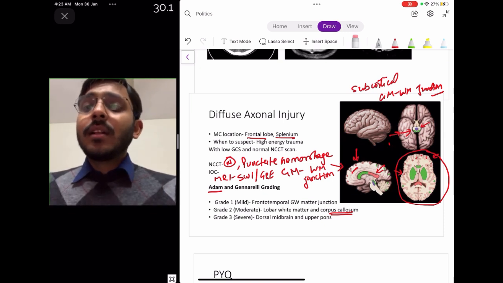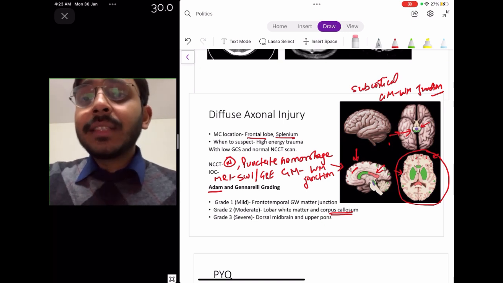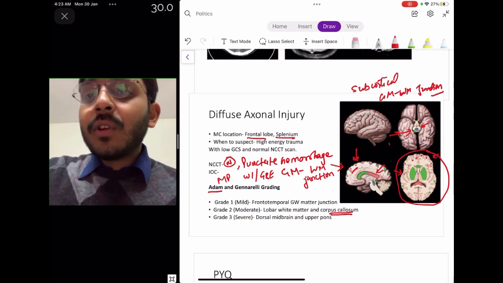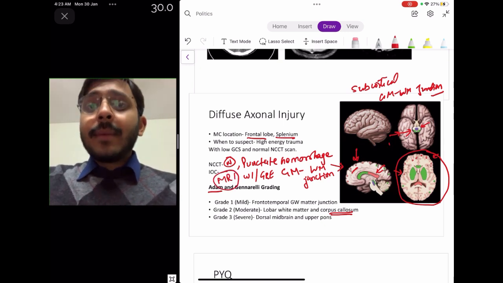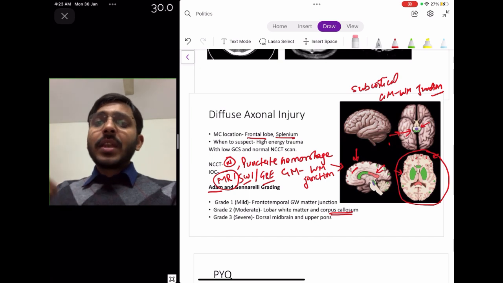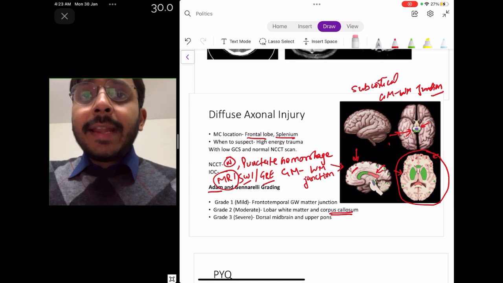Now, what is the investigation of choice when DAI is concerned? The investigation of choice is an MRI, and among MRI, the sequence of choice is susceptibility weighted imaging, also known as SWI, which is a gradient recalled echo based sequence, right? What will be the findings on NCCT?